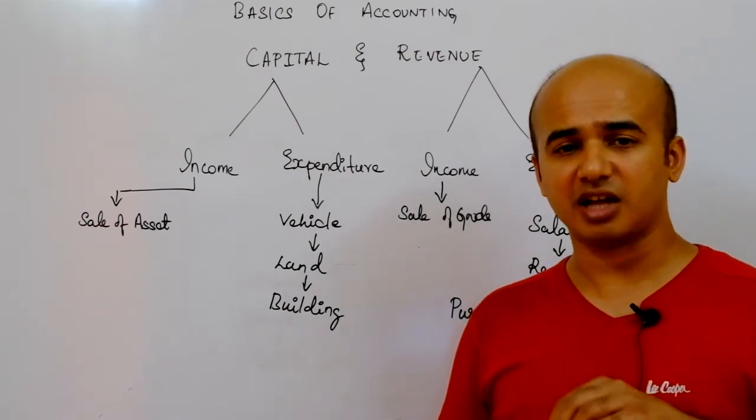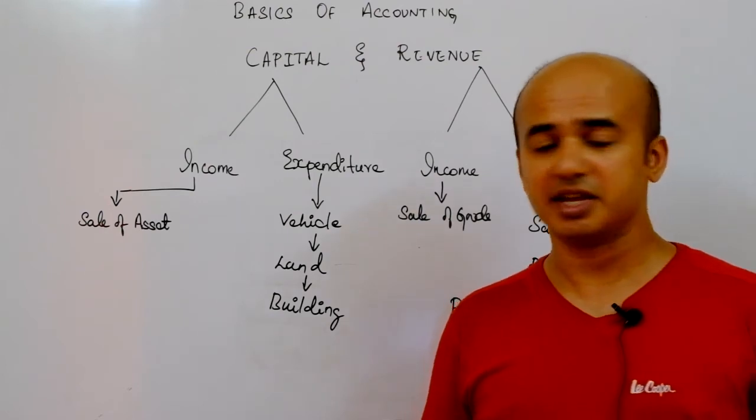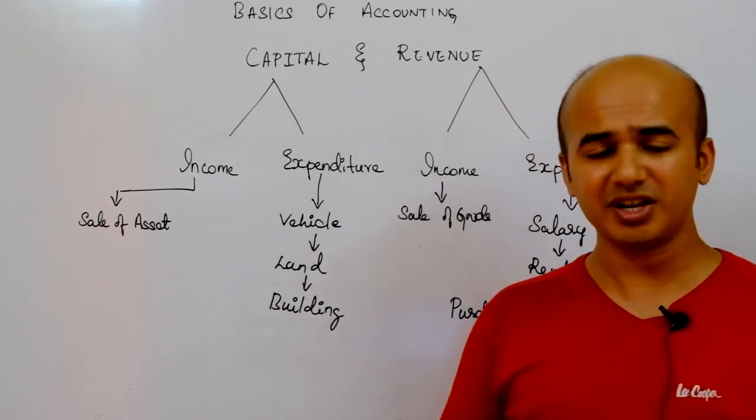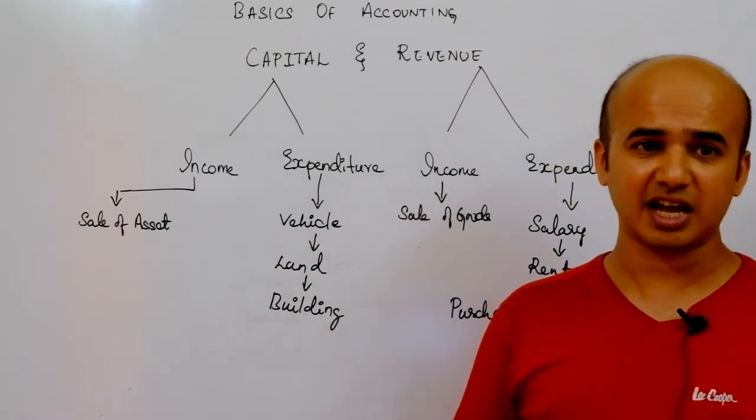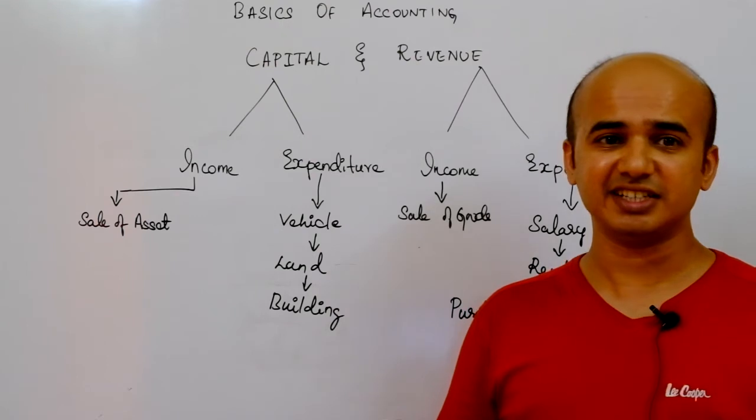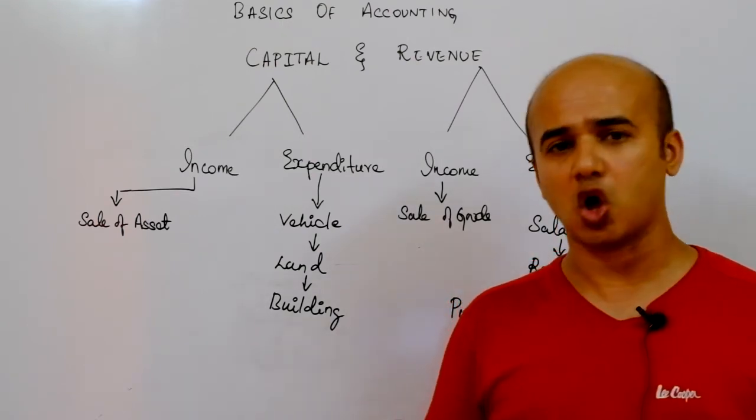Capital expenditure is the amount spent by the business on acquisition of any asset, say purchase of vehicle, land or building. If we notice carefully, none of these assets are purchased for the purpose of resale. Rather, these assets are purchased to earn regular income for the business in the long run.